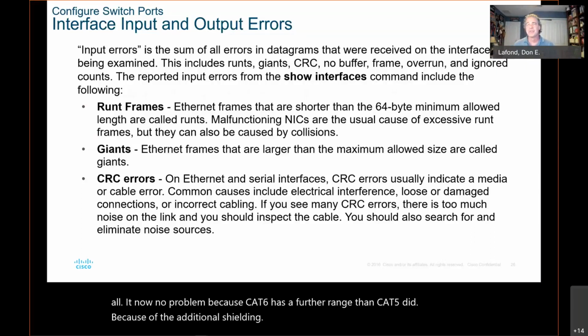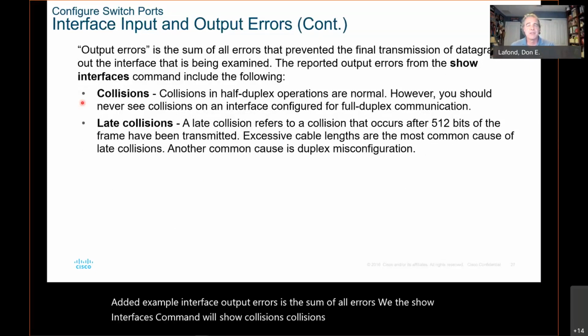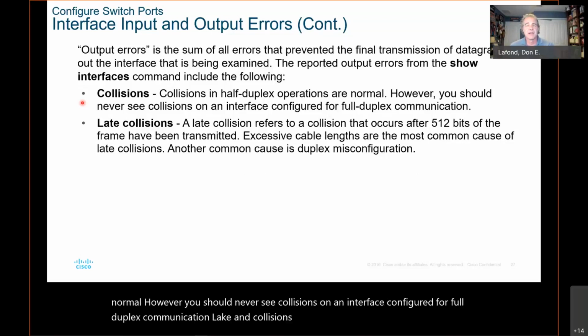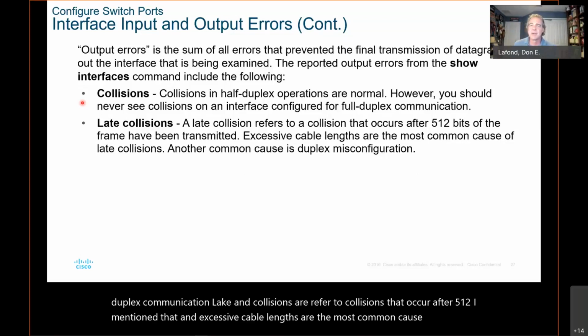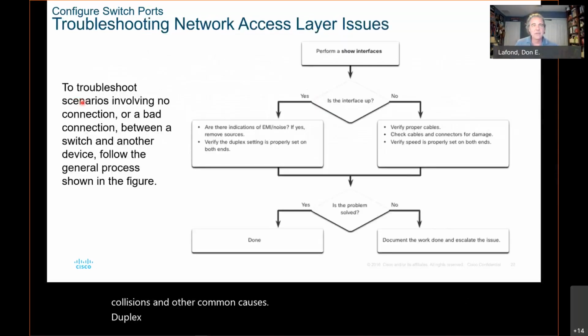Anyways, little added example. Interface output errors is the sum of all errors. The show interfaces command will show collisions. Collisions in half duplex operations are normal. However, you should never see collisions on an interface configured for full duplex communication. Late collisions refer to collisions that occur after 512. I mentioned that. Excessive cable lengths are the most common cause of late collisions. Another common cause is duplex misconfiguration.